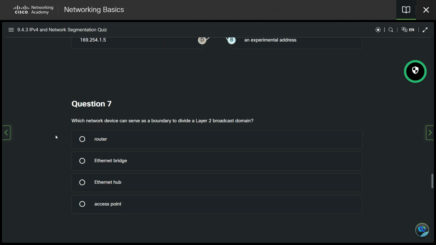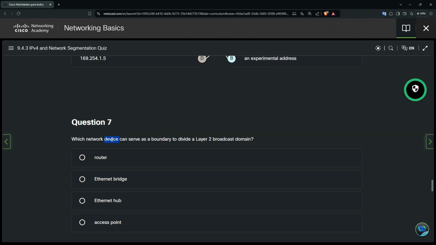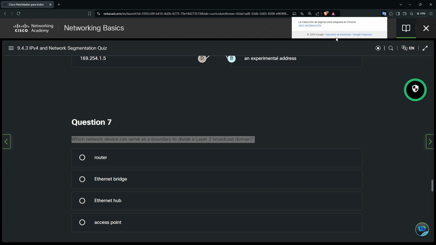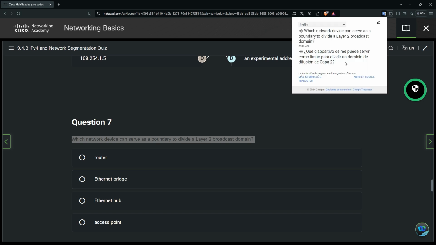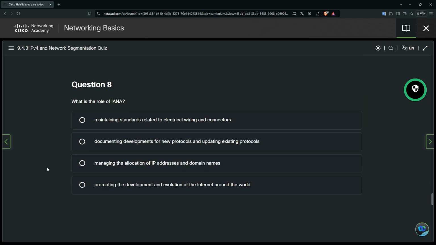I think this is. Question 7. Which network device can serve as a boundary to divide a layer 2 broadcast domain? Access point, Ethernet hub, Ethernet bridge, router. I need to translate this part. So, a router.